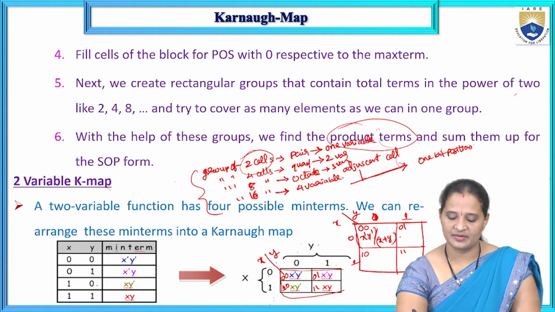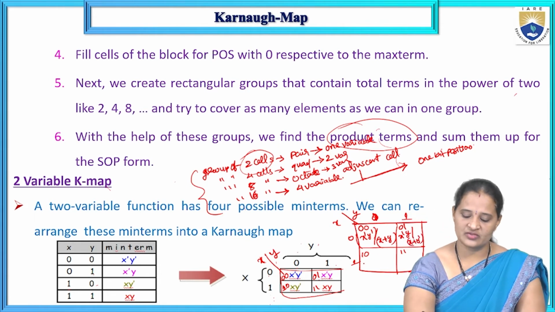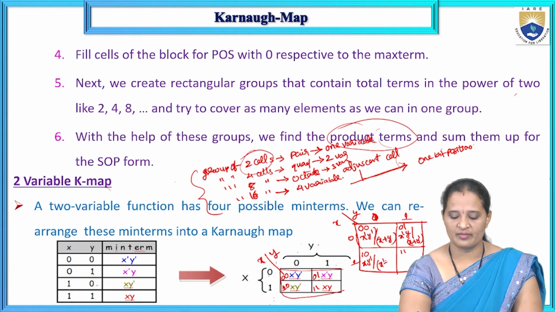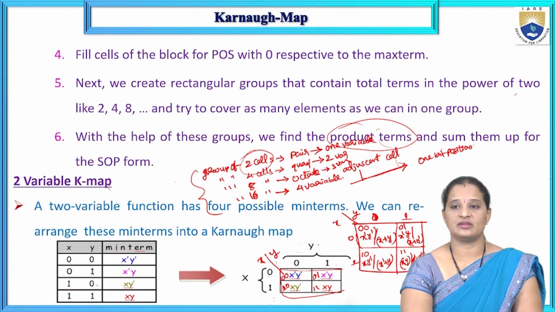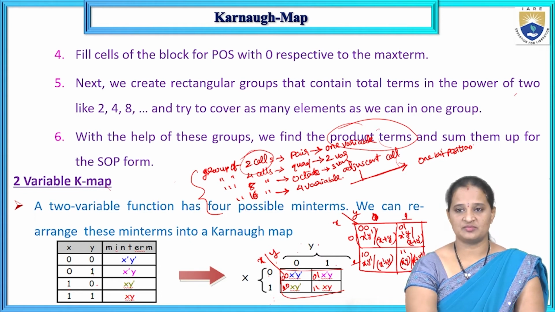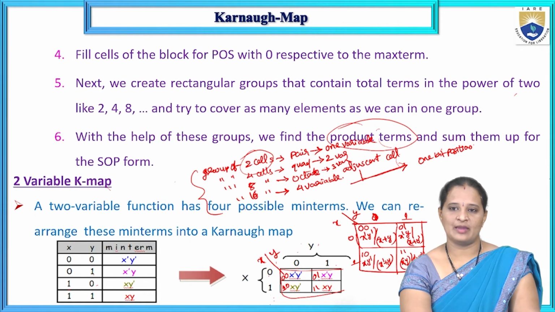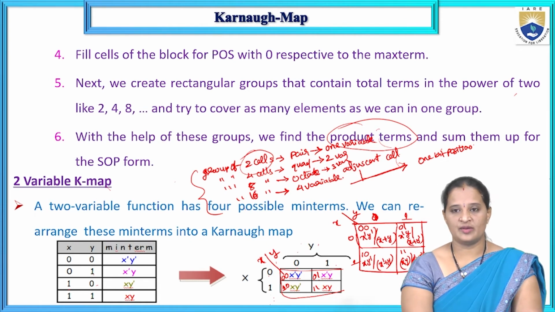And this one represents x complement y or x plus y complement. And this one represents x y complement, and this is x complement plus y. And this one is x y or x complement plus y complement. So these are the minterms and max terms represented by each cell in the two variable K map. So this is the two variable K map.